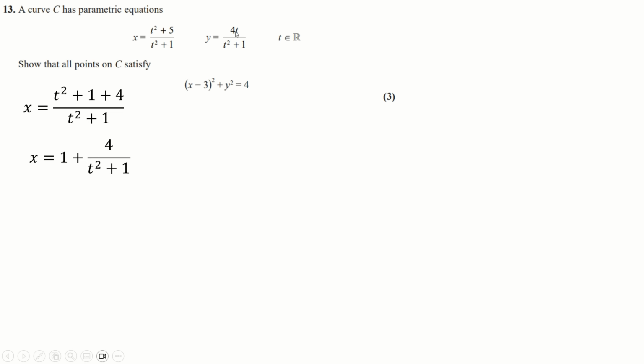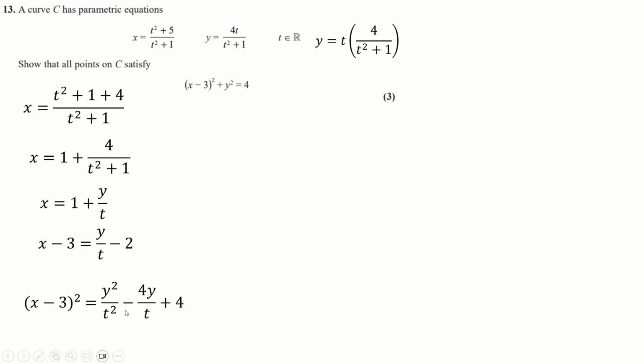Now y is equal to t times that same object. So of course this thing here is just y over t. So we get this. And now we can maybe say x minus 3 is that, just 1 minus 3 is minus 2. We can square that to get this. Remember to square both things here, expand out some brackets and stuff. You get this.